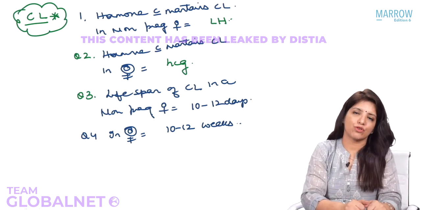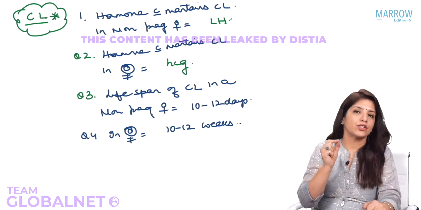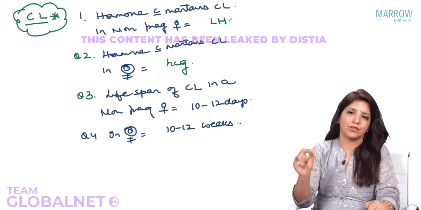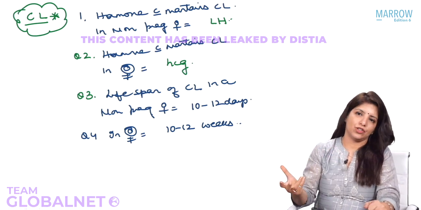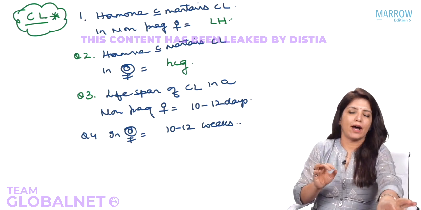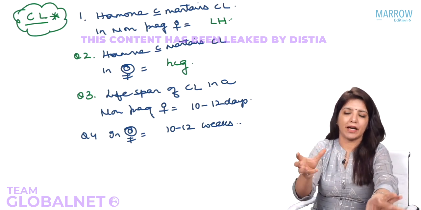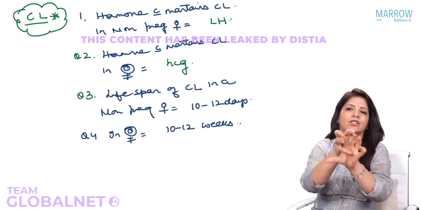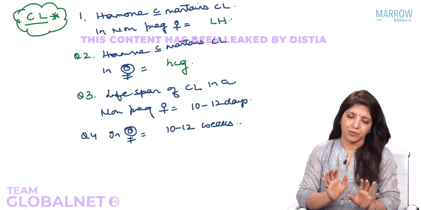So if I ask you which hormone rescues the corpus luteum from undergoing luteolysis, it is hormone HCG. In a non-pregnant female, the corpus luteum is about to die, but just because she has become pregnant, there is hormone HCG. This HCG protects it from dying, right?